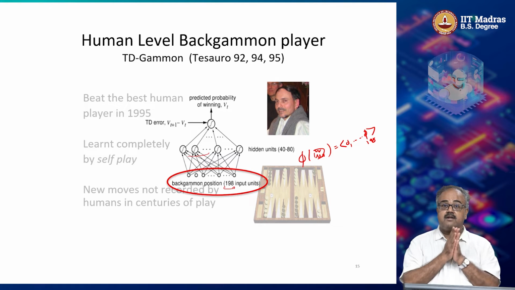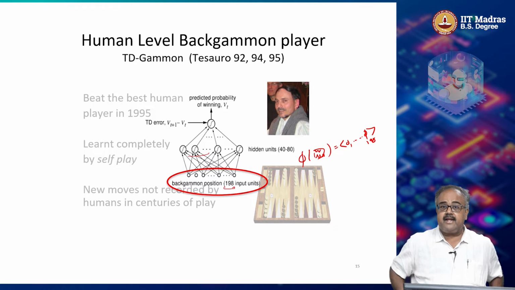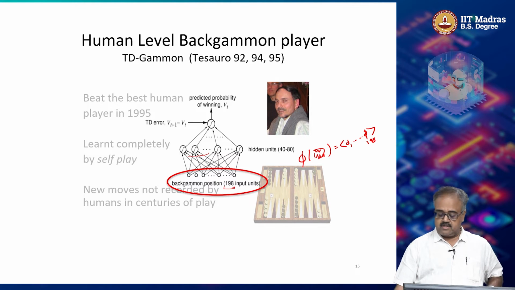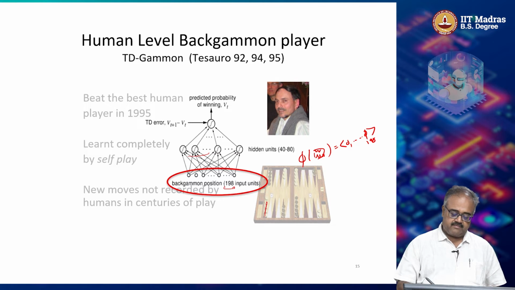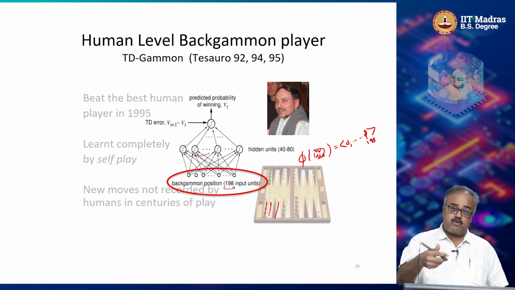So, this turned out to be a very crucial component of this, right, this 198 dimensional input. It's not just like a snapshot of the board. It's not like saying, okay, how many pieces are there in the first location, how many pieces in the second, how many pieces in the third, and so on and so forth, right. It had a lot more game knowledge thrown in.